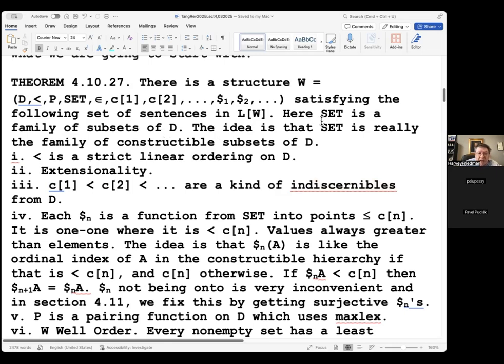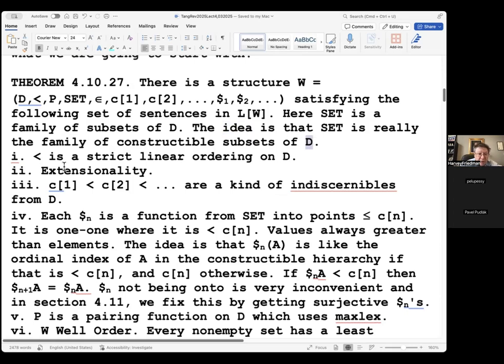Now, how does this work? Set is a family of subsets of D, as you might imagine. This is a second order structure. Of course, everything's countable. We've already done section 10 up to now; 410.27 is the last thing in the section that does it. Namely, we've already cut down to the constructible subsets of D. So the idea is that set is really the family of constructible subsets of D.